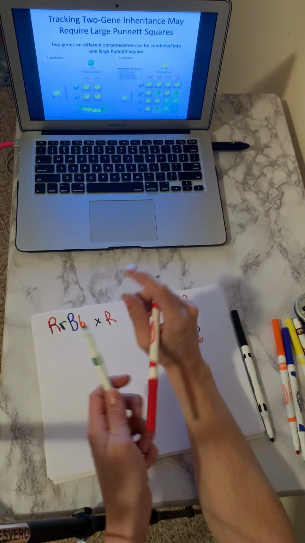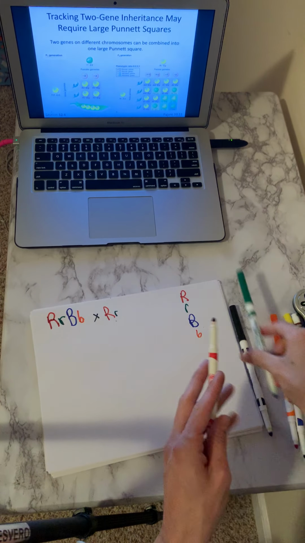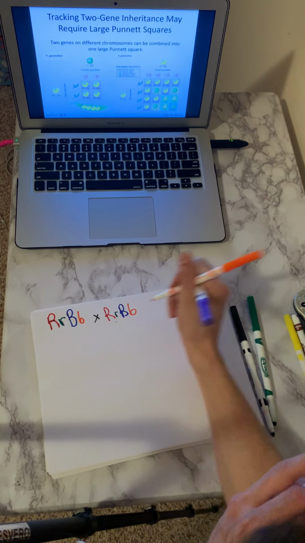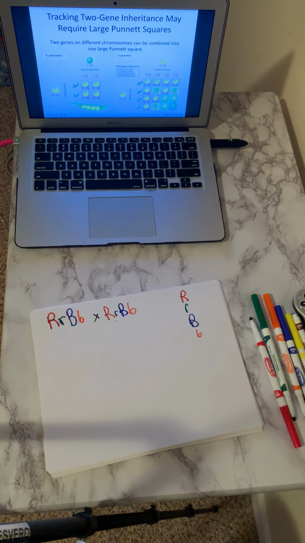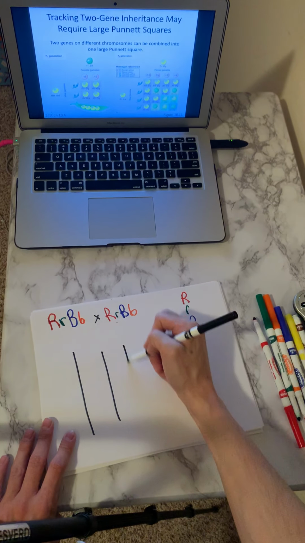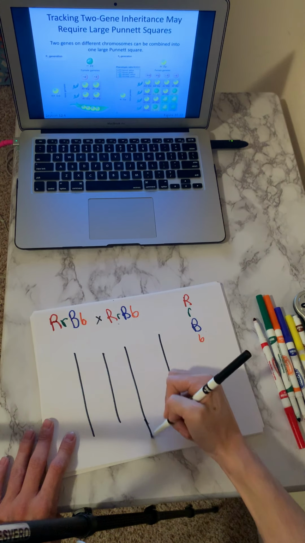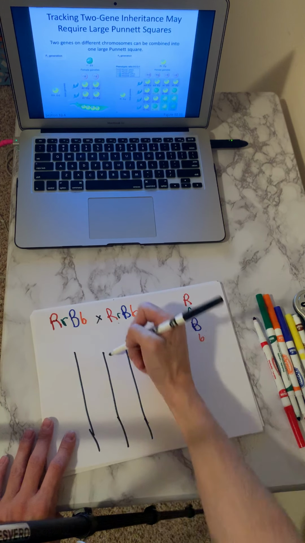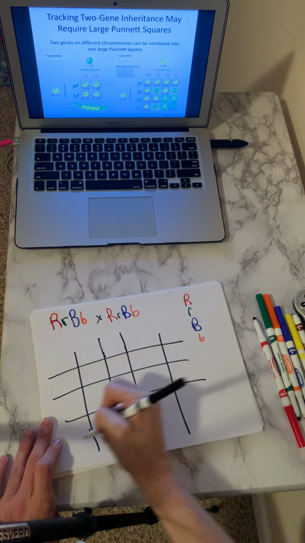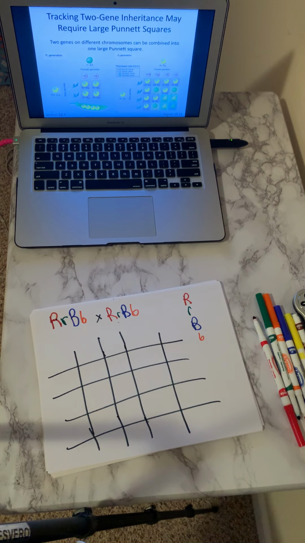Big R, big B, and little b. Okay, so two heterozygotes crossed together for both traits. Let's go ahead and draw our big Punnett square here again. Okay, let's divide out our chromosomes.